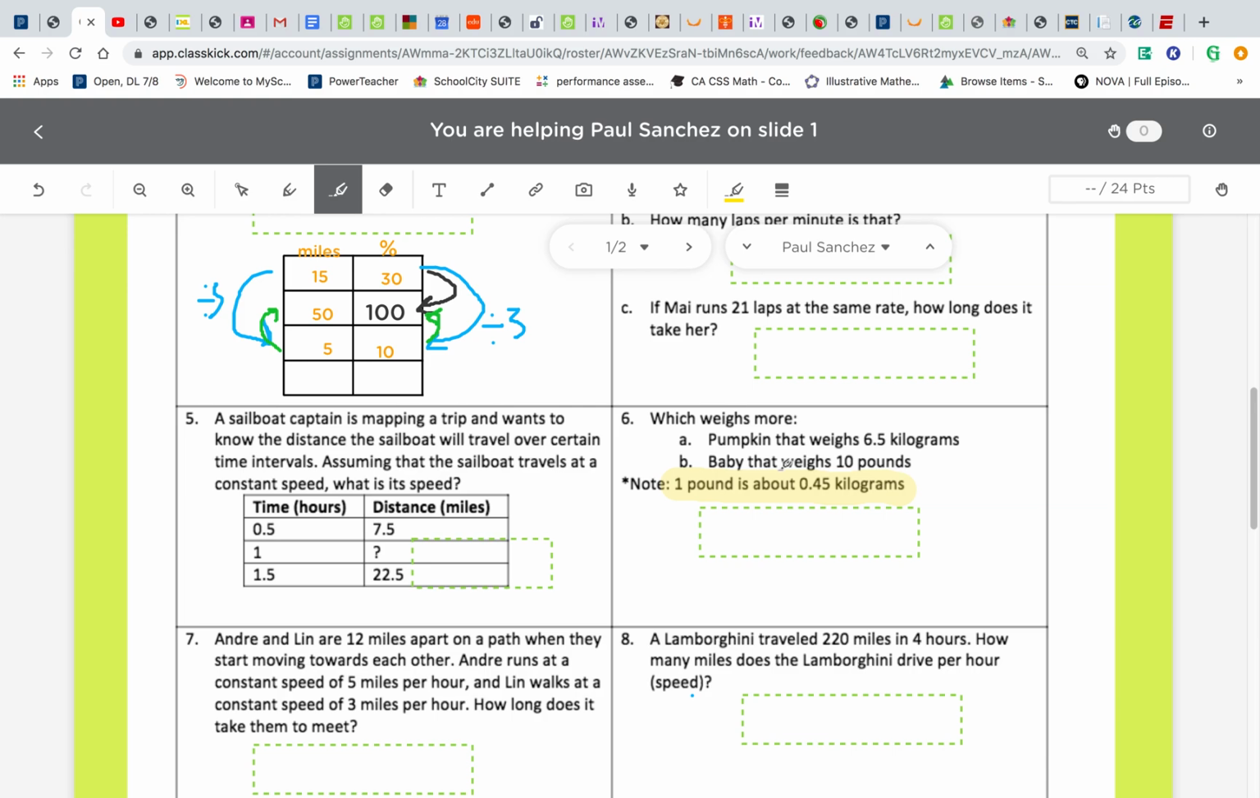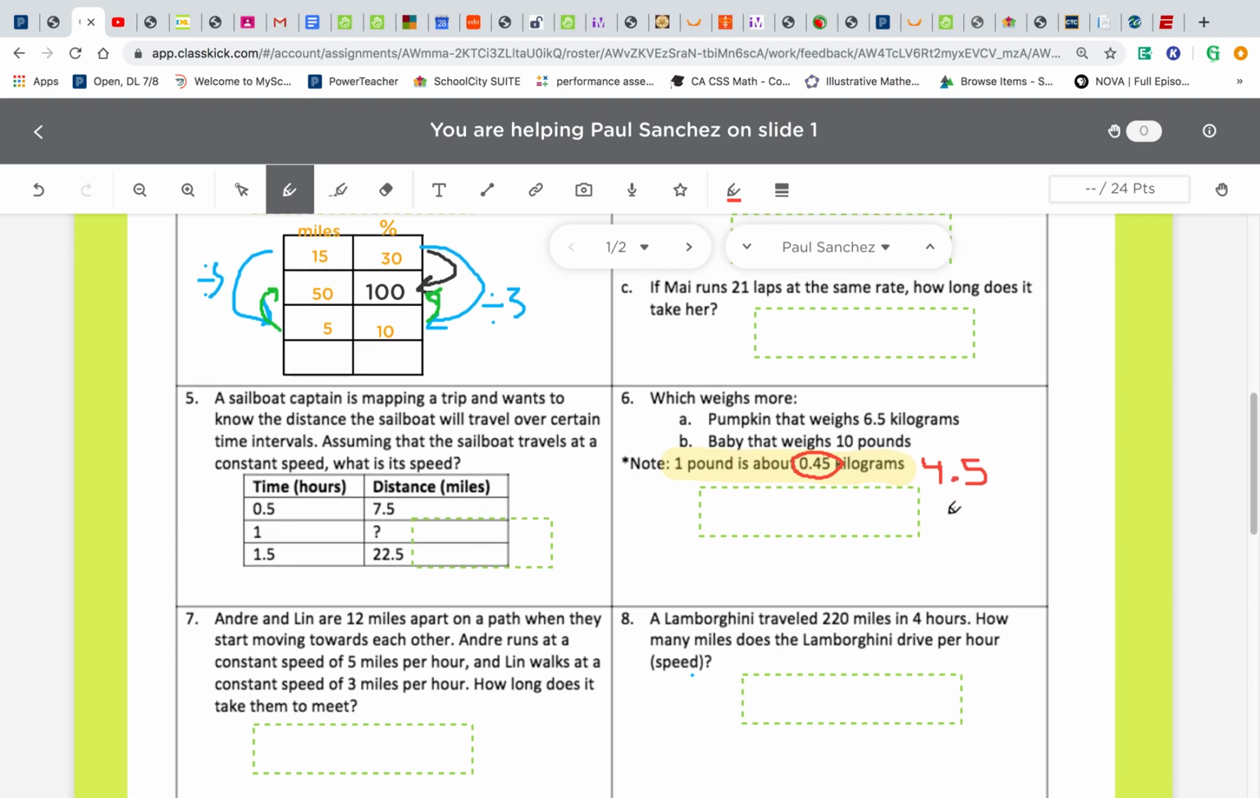Well, we know that 1 pound is the same as 45 hundredths of a kilogram. So if we have 10, well, class, how do we jump from 1 to 10? You multiply by 10. So that means we multiply 45 hundredths by 10 as well. So if you put it into your calculator, you would end up with 4.5 kilograms. And now we can compare the two weights and see which one weighs more. Well, a pumpkin is 6.5 kilograms. A baby is 4.5 kilograms. So the pumpkin is the one that weighs the most.